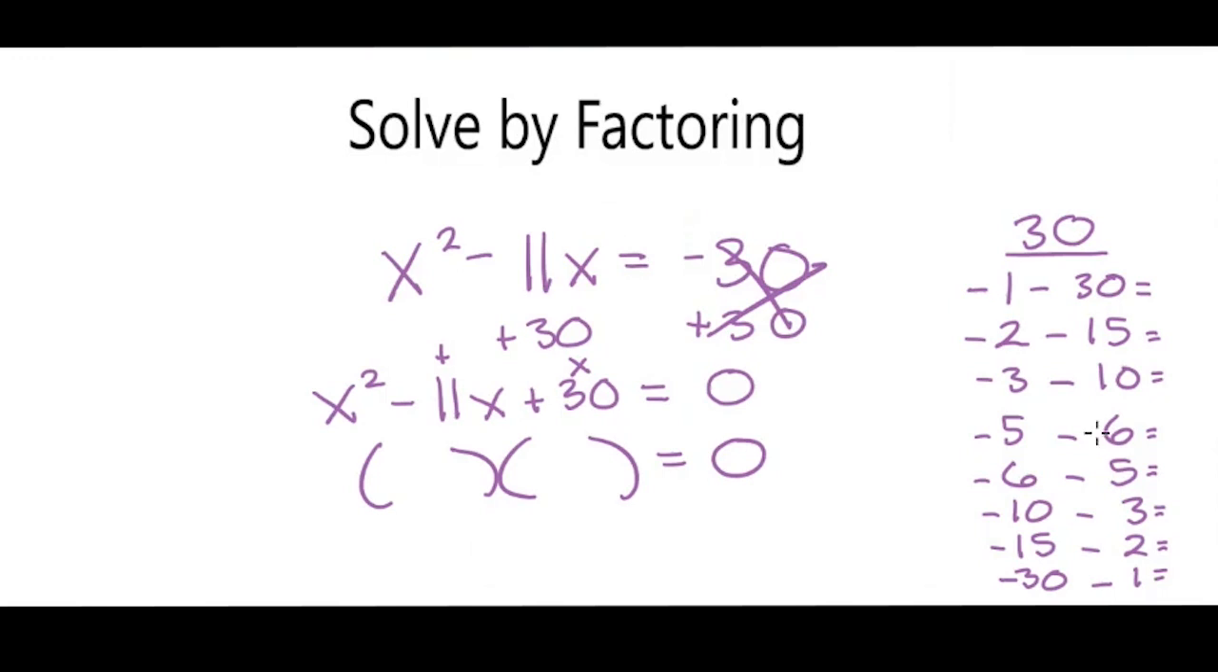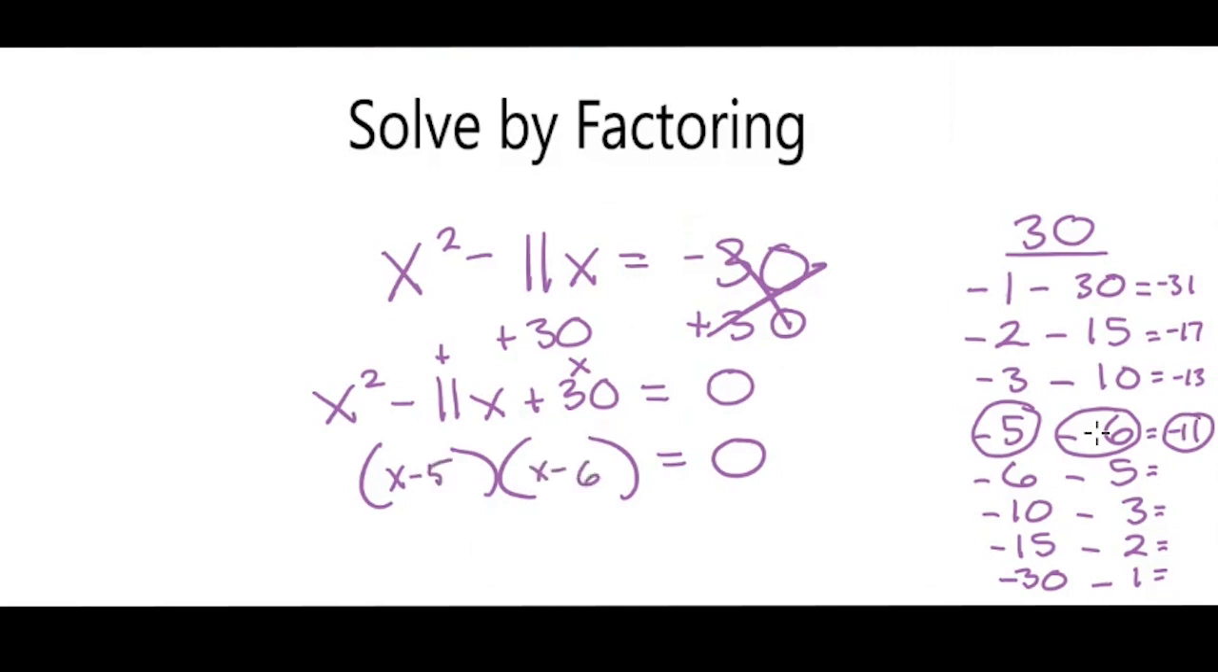Which of these factors add up to be negative 11? Negative 1 minus 30 is negative 31. Negative 2 minus 15 is negative 17. Negative 3 minus 10 is negative 13. Negative 5 minus 6 is negative 11. We got our negative 11, so that means that we have negative 5 and negative 6. So we'll have x minus 5 and x minus 6.